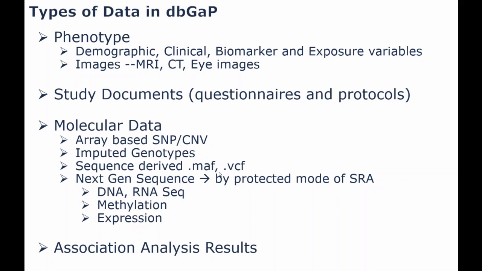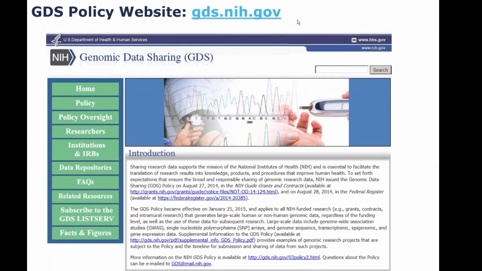So they broker the Sequence Read Archive submission, and that's kind of why there'll be another webinar talking about SRA submission in the future. That archive actually can take DNA and RNA sequencing, methylation, next-gen expression type assays, and then dbGaP also takes association analysis results, which are the p-values from the analysis of phenotype to genotype. The dbGaP is actually governed by the GDS policy, which is a genomic data sharing policy.